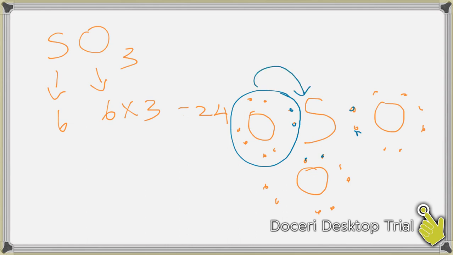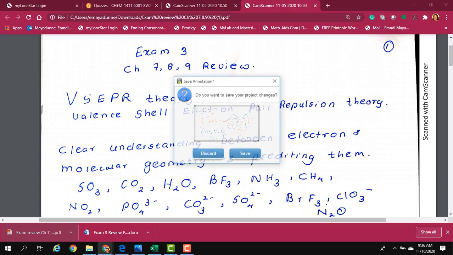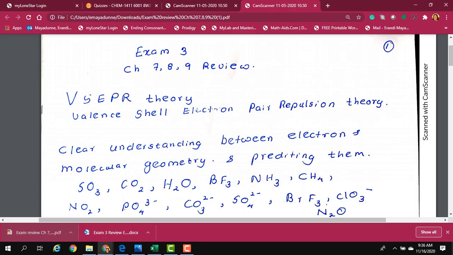So sulfur can share double bonds with all the atoms, and then the SO3 structure comes with oxygen, oxygen, oxygen. So now this is the SO3 structure. Like that, you need to know how to draw these structures. Okay, that's good enough now. And that's how you draw the Lewis structure of a compound.